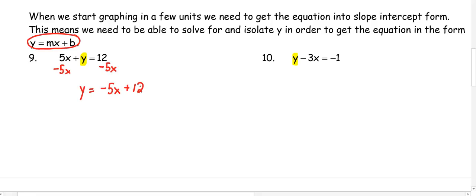Number 10, we have y minus 3x equals negative 1. So we're going to add 3x to both sides. Again, negative 1 and 3x are not like terms. So we rewrite it as y equals 3x minus 1. Get in the habit of putting the x before the number because that's going to be our slope-intercept form that we're going to use when we start graphing in a few units.